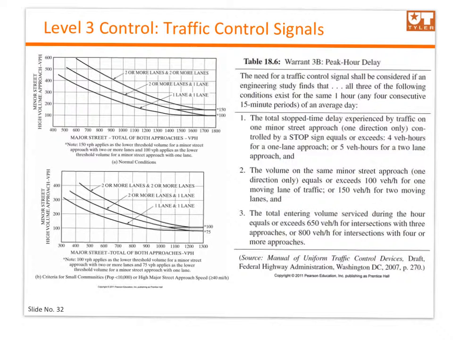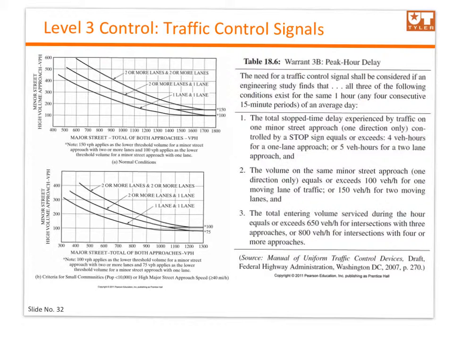The other part of warrant 3, which is 3B, has to do with the delay, and basically the MUTCD says the need for a traffic control signal shall be considered if an engineering study finds that all 3 of the following conditions exist for the same 1 hour. That 1 hour is defined as any 4 consecutive 15 minute periods on an average day.